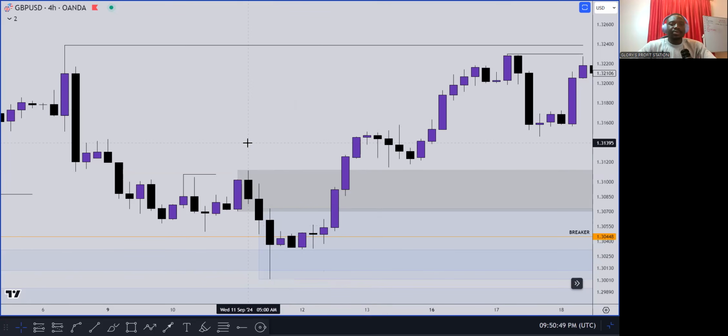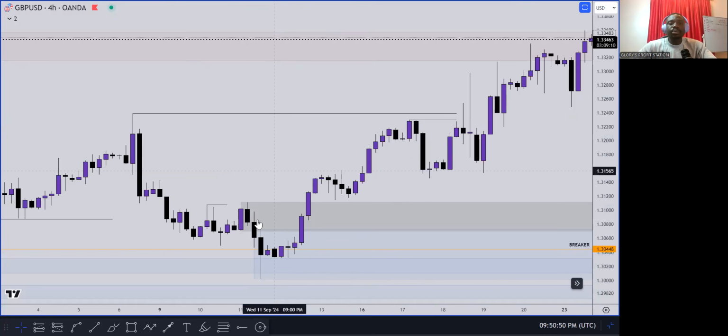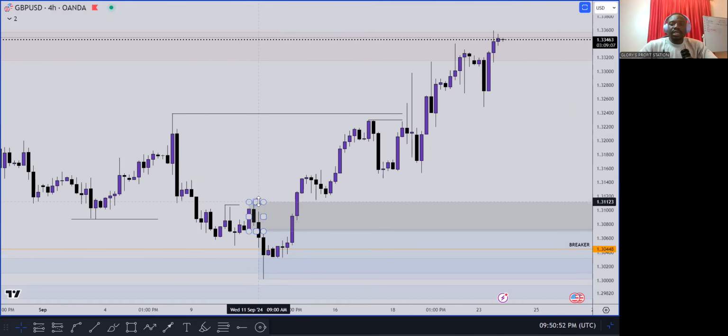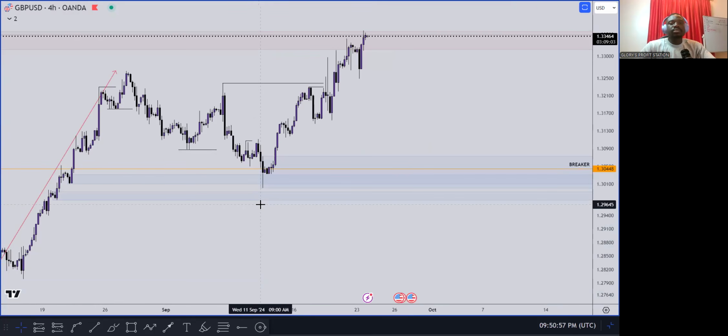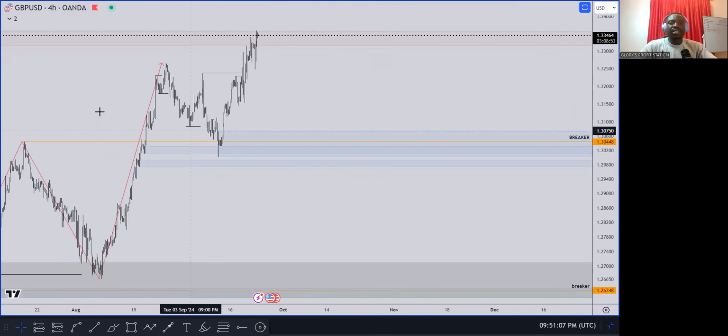Because why? We are in a bullish market, guys. We're in a bullish market, and the truth is really, when it comes to demand and supply, you don't want to be too meticulous to say, well, if the market wicks below this order block, then it has invalidated that order block. Now, remember, the breaker level is the previous area of resistance that was broken and turned into support.